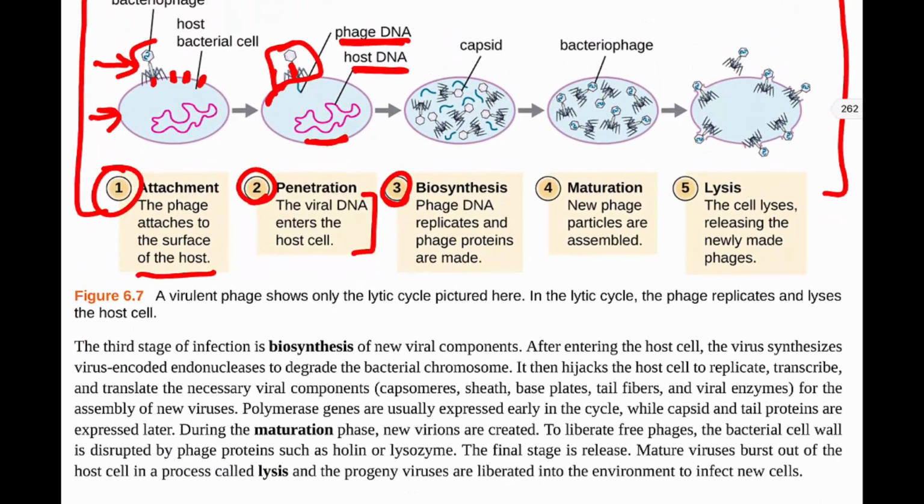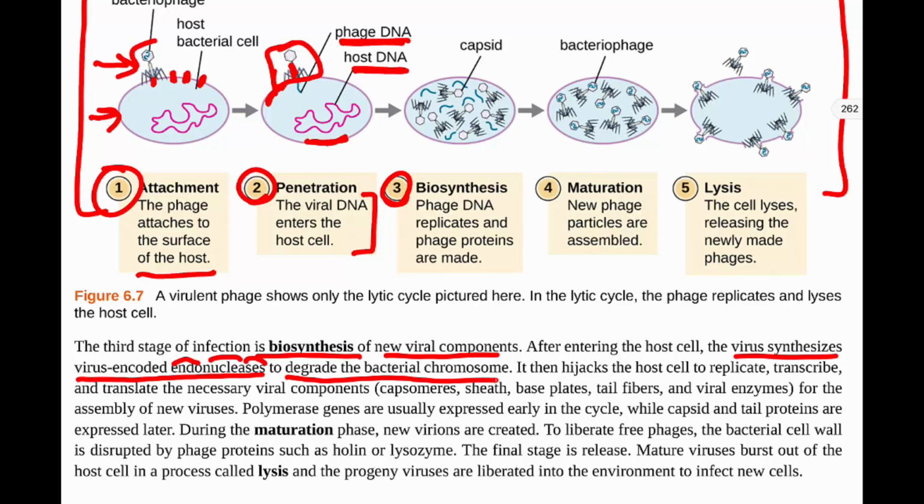So the third stage is biosynthesis, and this is where it's going to make these new viral components. After it's entered the cell, the virus is going to synthesize virus-encoded endonucleases. Ase is enzyme, and endo meaning inside, the nuclease. So what that's going to do is degrade the bacterial chromosome.